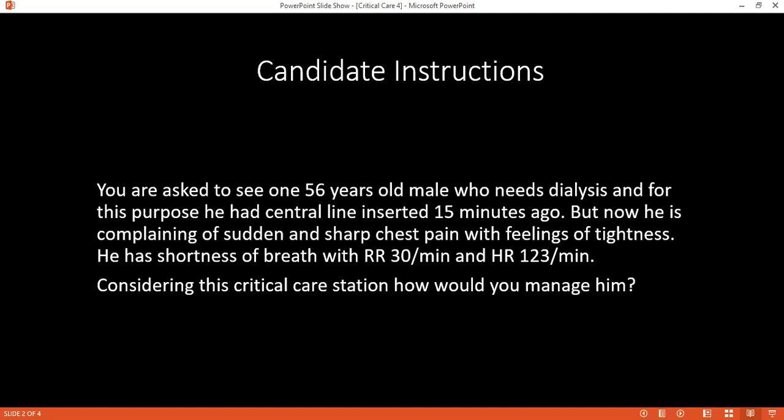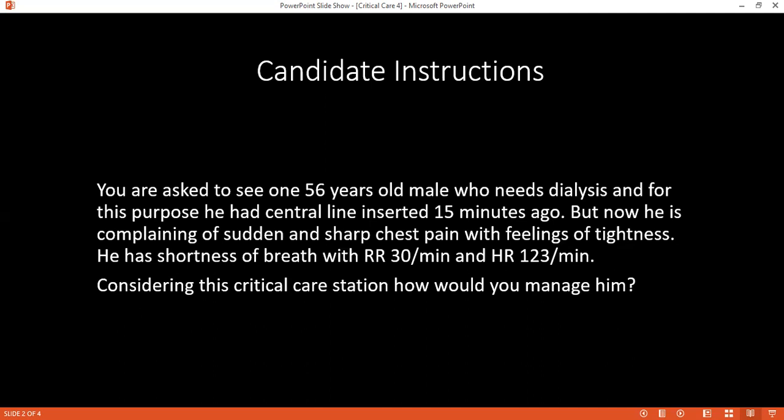What are the differences between tension pneumothorax and simple pneumothorax? In tension pneumothorax, there is a mediastinal shift to the contralateral side. There's also tracheal deviation to the contralateral side. There's one-valve inflow of air into the pleural space, and the patient is hemodynamically unstable.